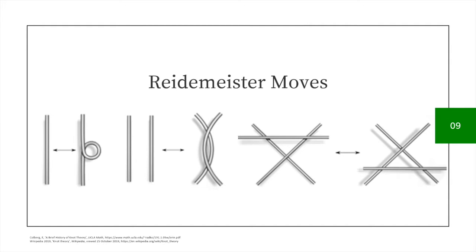In the 1920s, Kurt Reidemeister proved that only three operations are needed to show the equivalence of two knots: twisting and untwisting, moving a loop over another, and moving a string under or over a crossing.